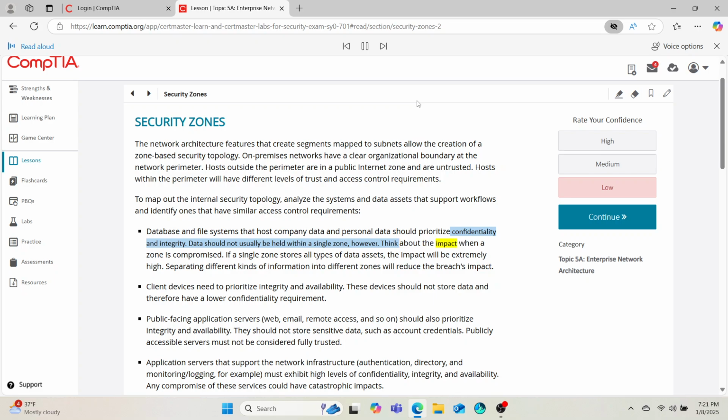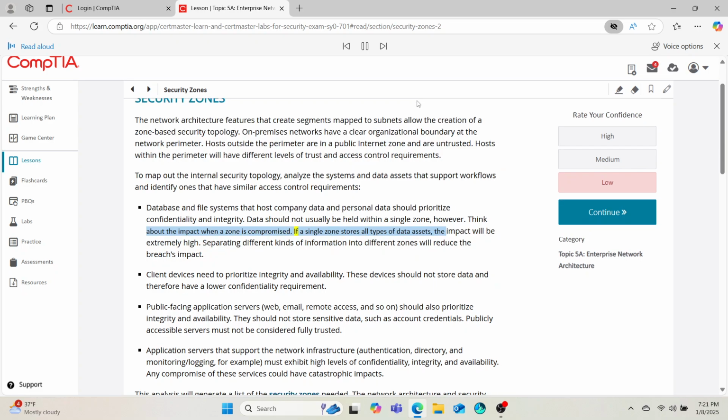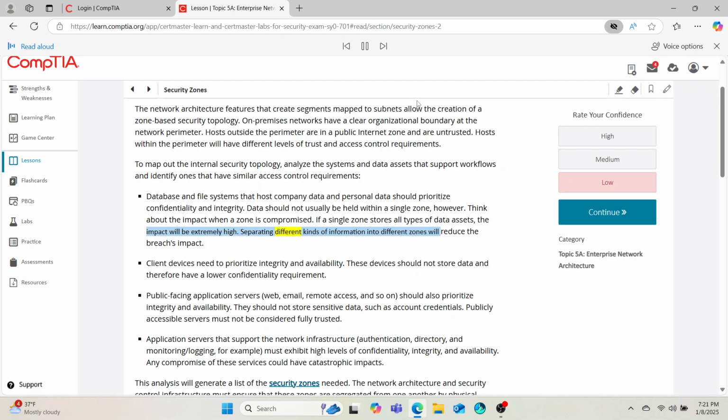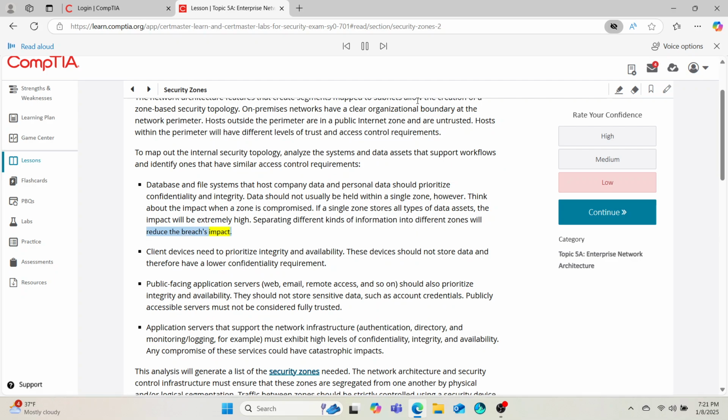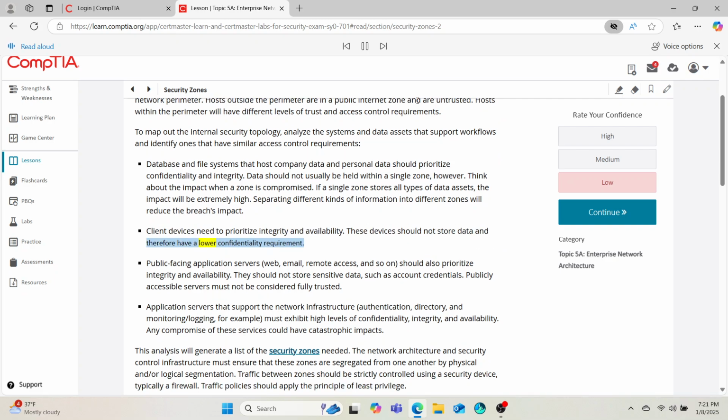Think about the impact when a zone is compromised. If a single zone stores all types of data assets, the impact will be extremely high. Separating different kinds of information into different zones will reduce the breach's impact. Client devices need to prioritize integrity and availability. These devices should not store data and therefore have a lower confidentiality requirement.